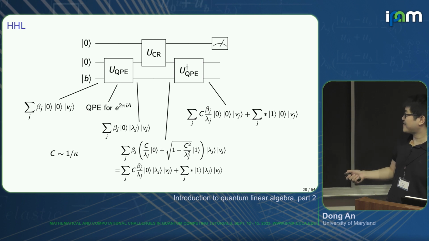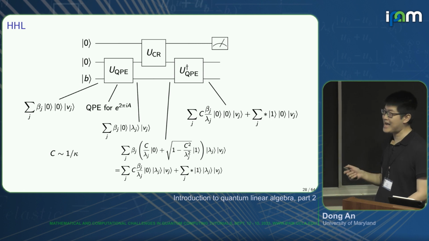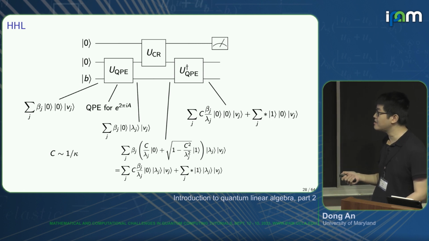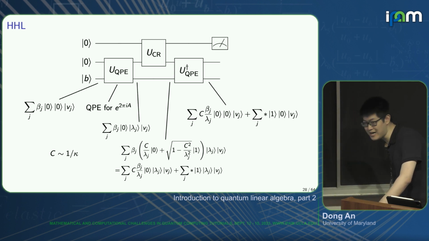Here you can see that in the ancilla qubit, if we have 0, then the remaining part will be a rescaled solution of my linear system problem. The last step is to do the measurement on the ancilla qubit. If we get a 0, then the remaining part is the normalized solution to the quantum linear system problem.